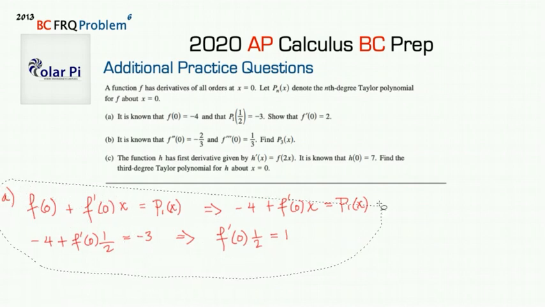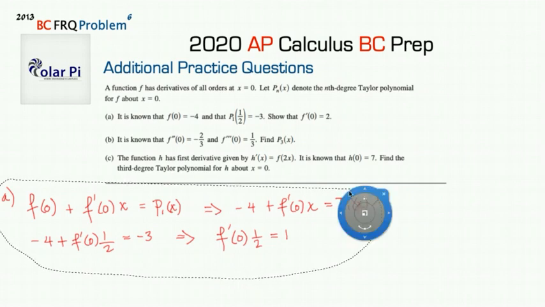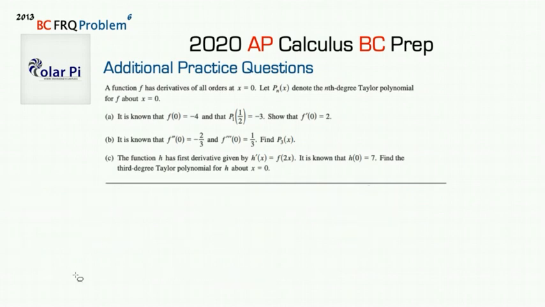All right. And so what's next? Next is part B. So part B says it's known that f double prime of 0 is that, and f triple prime, and so we have to find the third degree Taylor centered at 0.